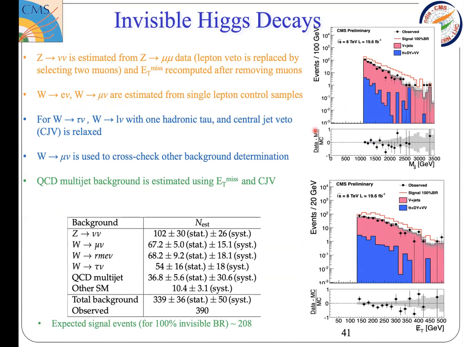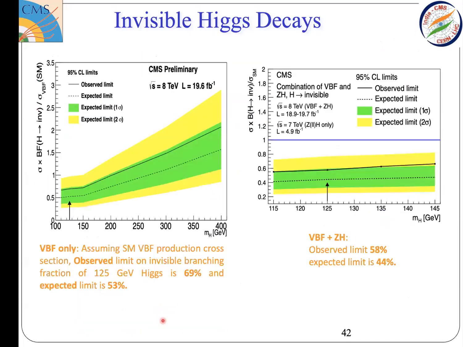It was done in detail, and then the right hand plot, which is the dijet invariant mass and the transverse missing energy, shows basically that the V plus jets contribution and the TT contribution, I mean, it is dominated by the V plus jets. That of course you can look here as well. Total background turned out to be 339, which was consistent with observed 390 within the uncertainties. Remember, the expected signal events was of the order of 208 for 100% invisible branching ratio.